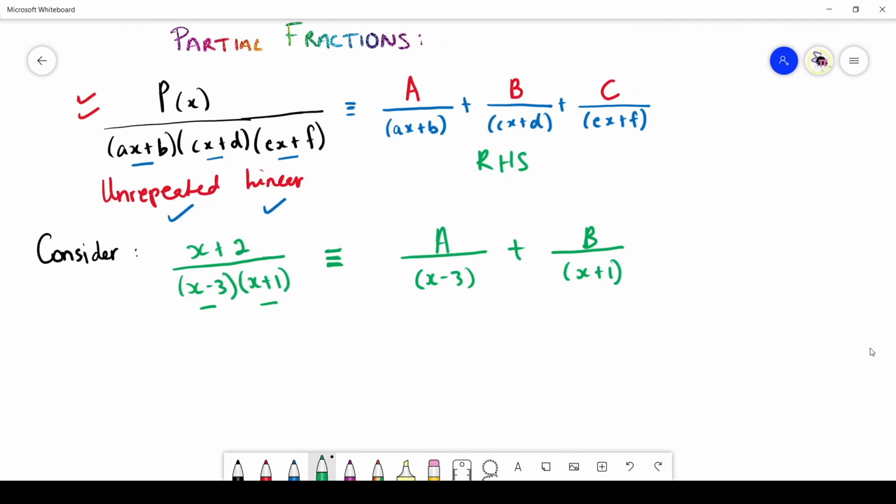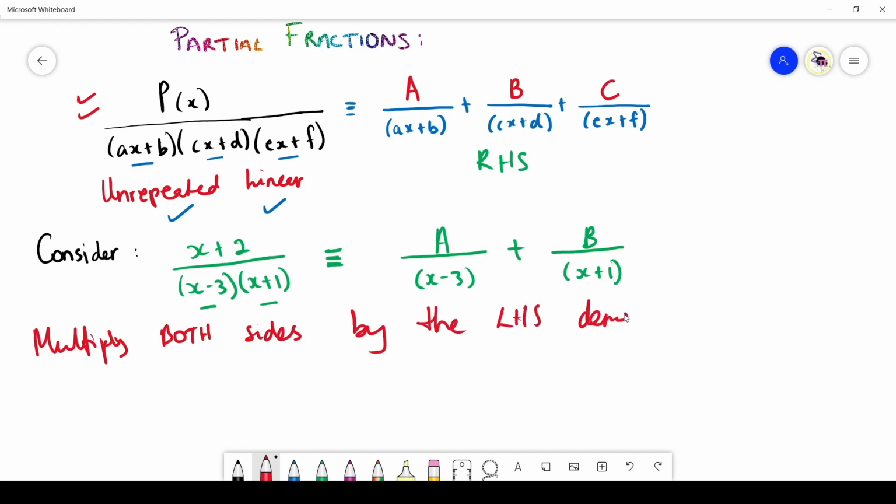Now, one of the most common first steps when you're doing partial fractions is to multiply both sides of your equation, your identity if you want to call it that. Multiply both sides by the left-hand side denominator. Okay, you're going to multiply by this left-hand side denominator here.